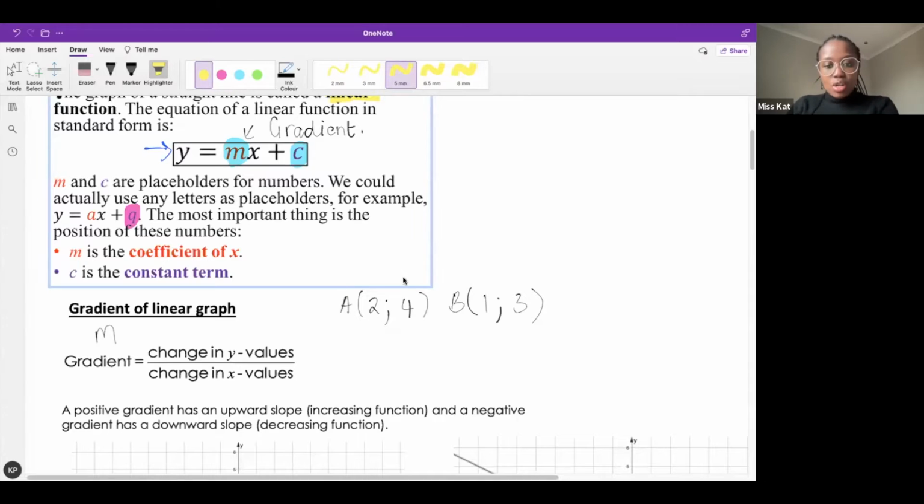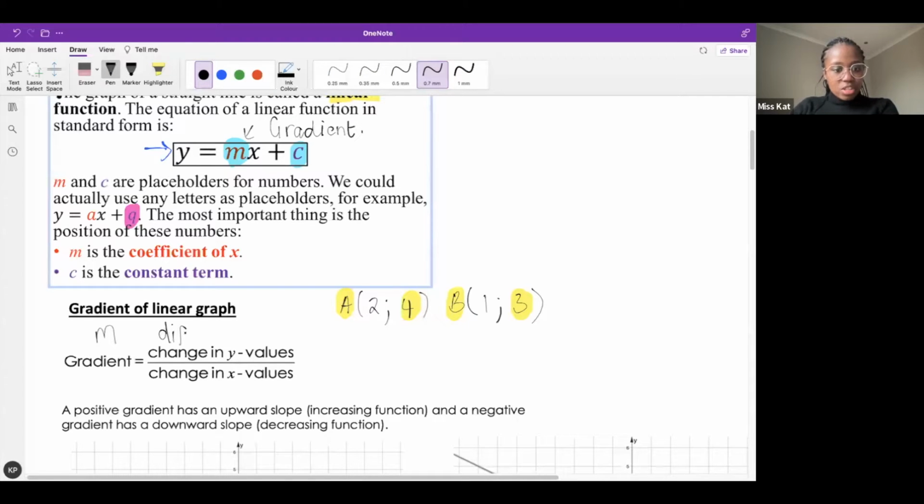So tell me in coordinate A, which one is the Y value? Is it 2 or 4? Let's see if we remember how we're supposed to write coordinates. In coordinate A or point A over here, which one is the Y value? Is it the 2 or is it the 4? Great. Seems like we remember. So the 4 is our Y value in coordinate A, which means in coordinate B, the Y value will be the 3. Wonderful. So when they say change in Y value, they mean the difference.